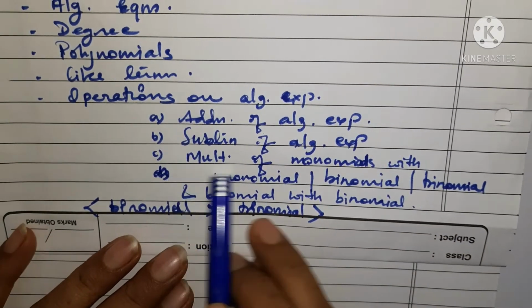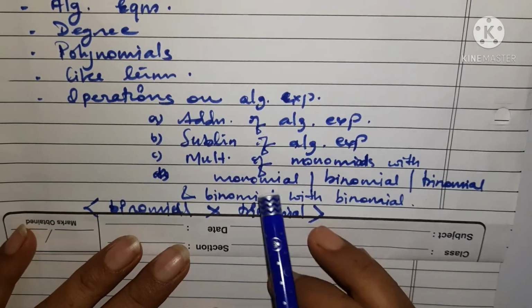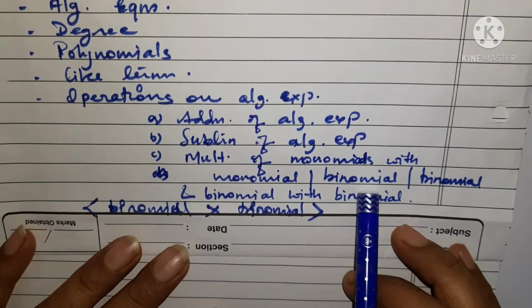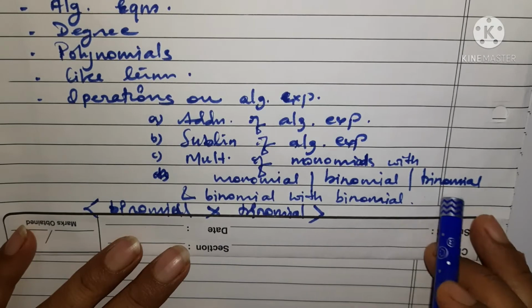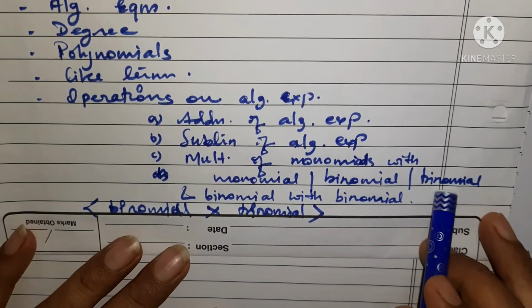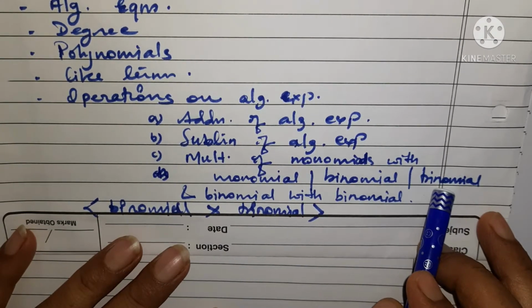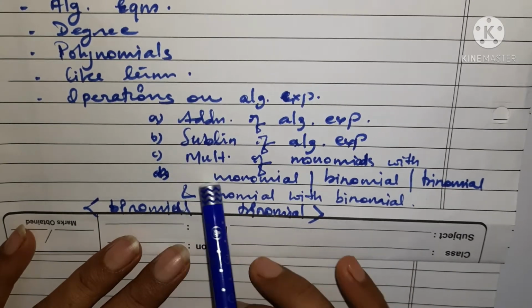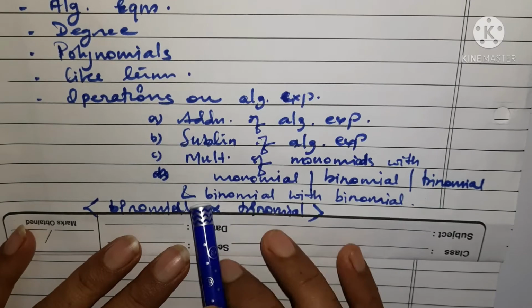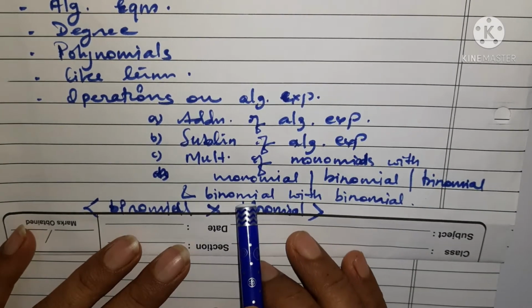Then we started with multiplication of monomial with monomial. We have seen multiplication of monomial with binomial. Also we have seen the product of monomial with trinomial. Further, when we extended this multiplication, we went through the product of binomial with binomial.